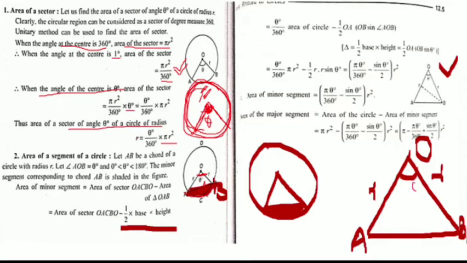Taking a pen. This is an angle theta. So, if I'm drawing a perpendicular from vertex B to the base OA, taking OA as a base, the height will be B to E. Let me name it as E. B to E is the height.